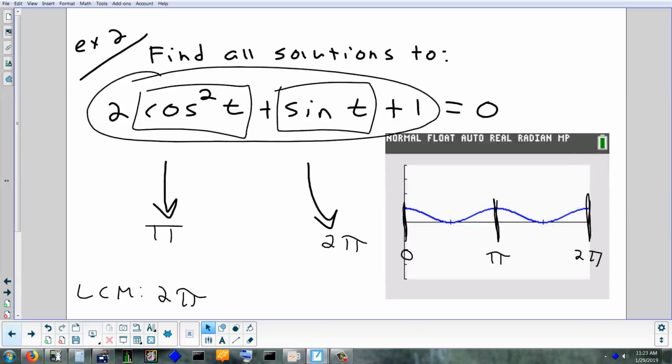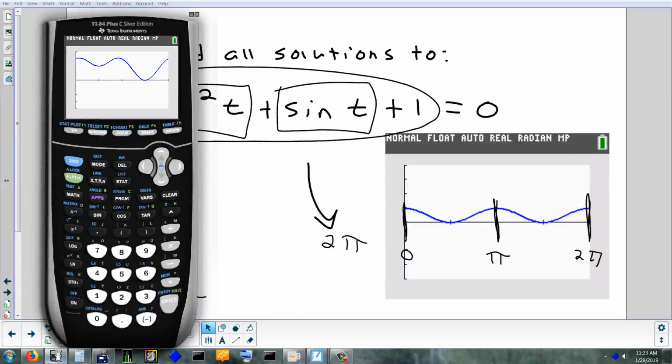Now, they want us to calculate where it's equal to 0. We haven't done that in a little while. Does anyone remember where I find that? Where it crosses the x-axis? Yep. You just do second calc and then 0. Pick a point to the left. Pick a point to the right. Do your guess. And we get an answer of 4.71.